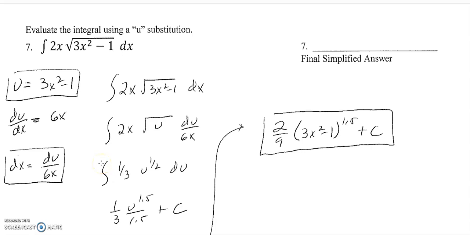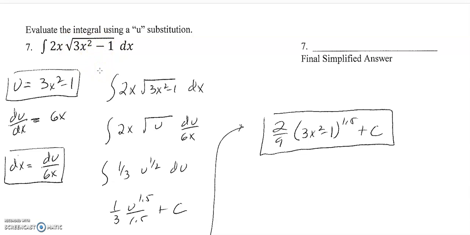So in question 7, it says evaluate the integral using u substitution. Just by looking at the integral 2x square root of 3x squared minus 1 dx, you should be able to notice that you need to take the u substitution. This is a more complicated integral where we can't just take the integral of each one. Here we're going to have to do u substitution.